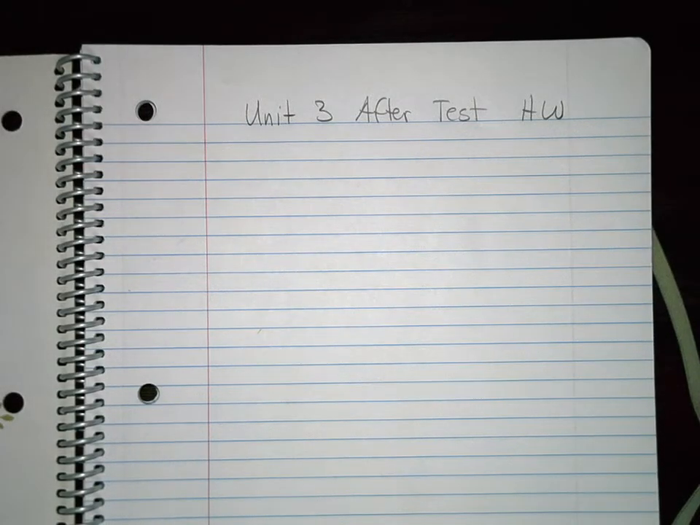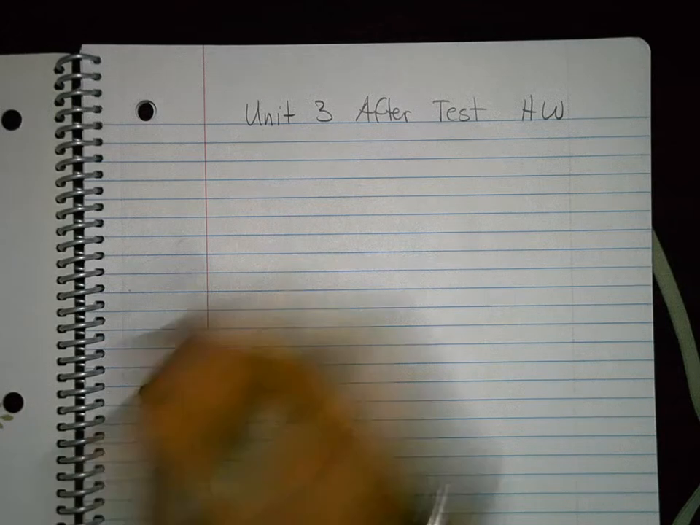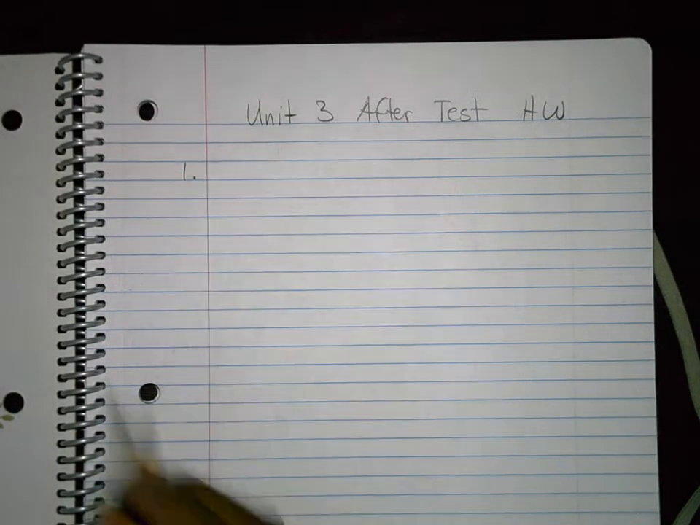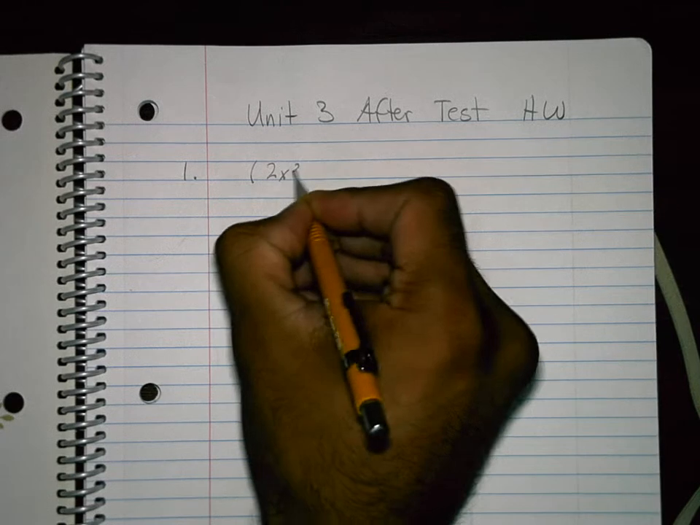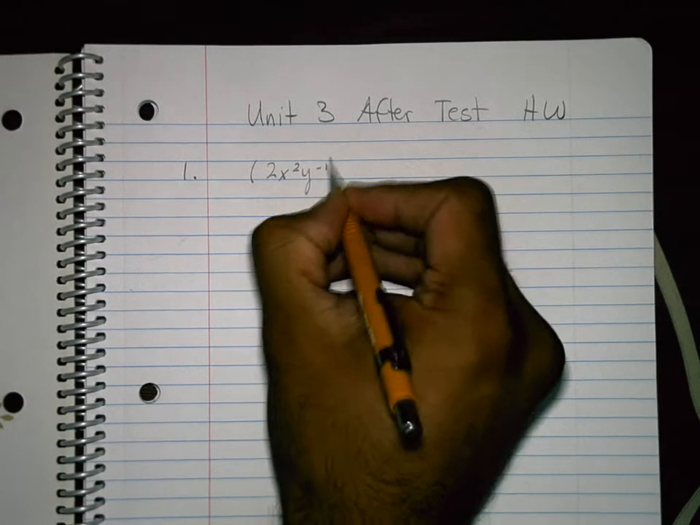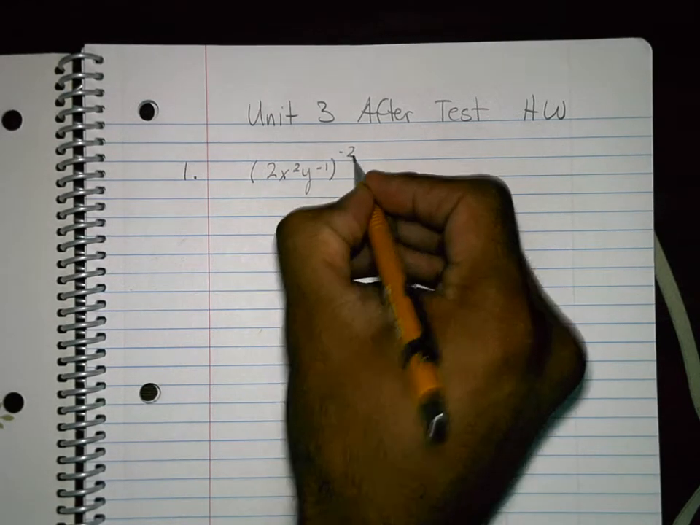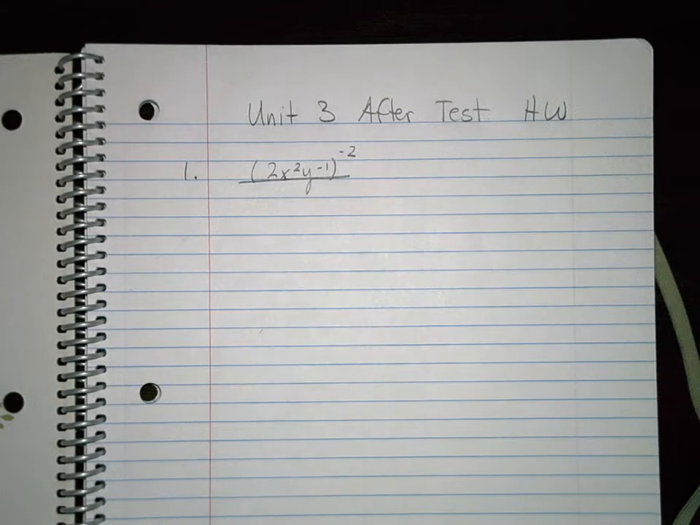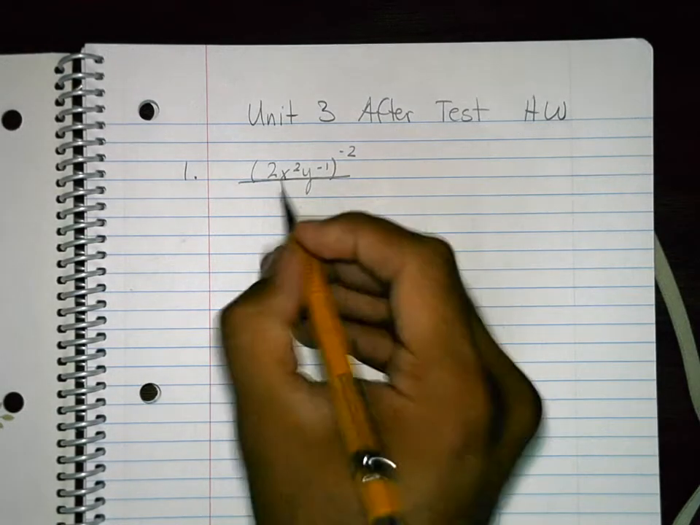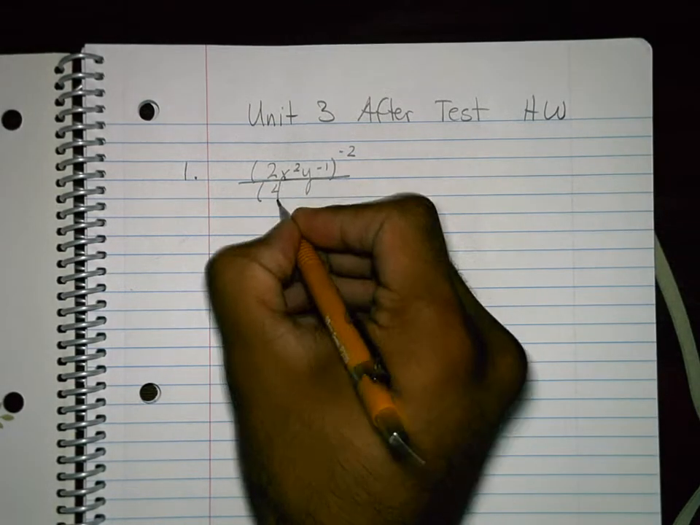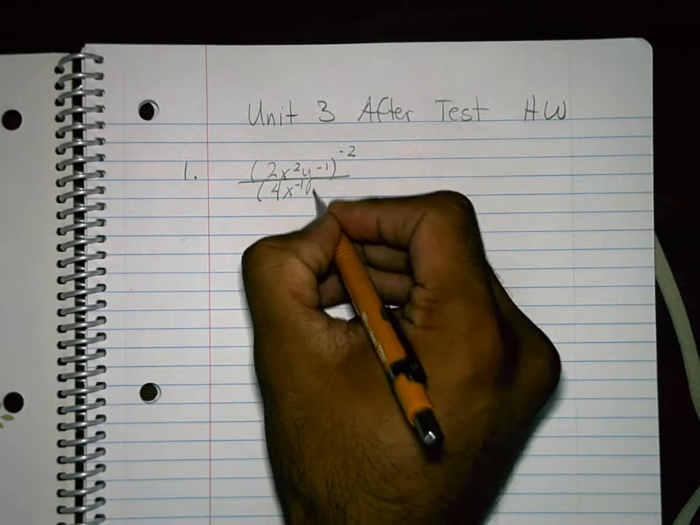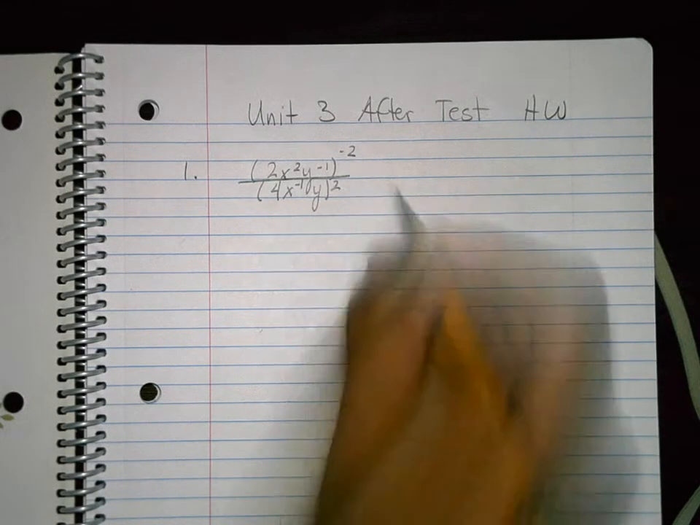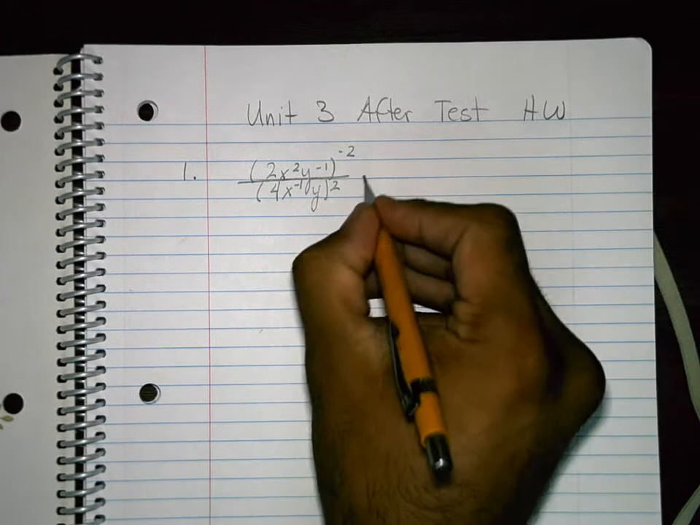This is the Unit 3 after test homework for Algebra 2. Remember, we're doing only the A's. So 1 is 2x squared y to the negative 1 all raised to the negative 2 over 4x to the negative 1 y all that squared.